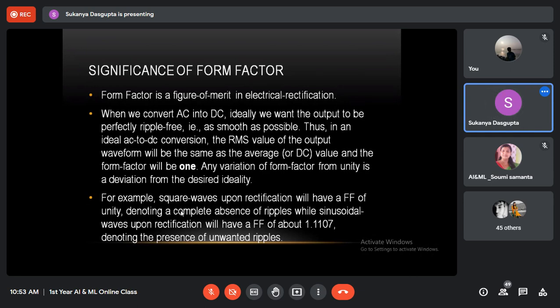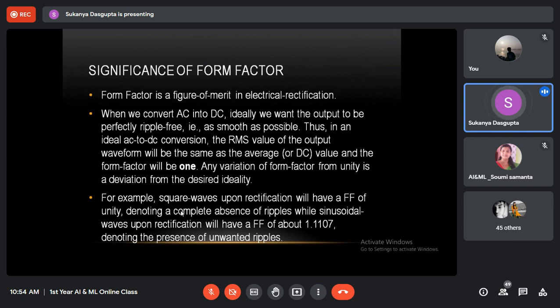So the RMS value of the output waveform will be the same as the average value, and form factor will be 1. Constant signal means the DC signal. So what will be the RMS value? The RMS value will be the same, equal to the average value of the signal for a constant signal. So form factor will be 1.